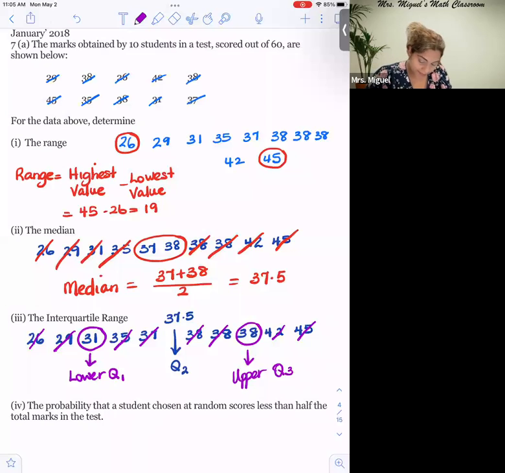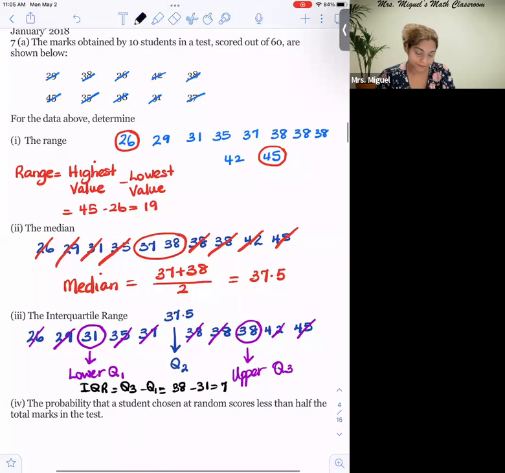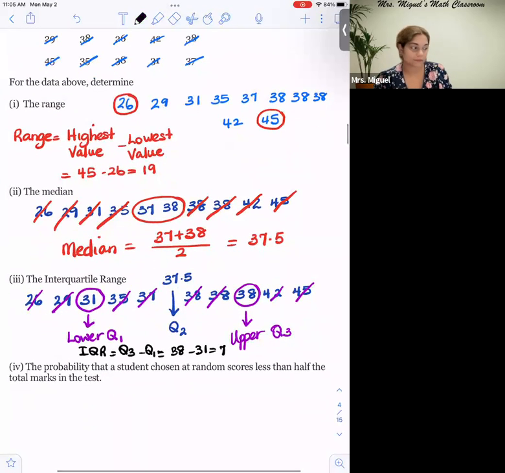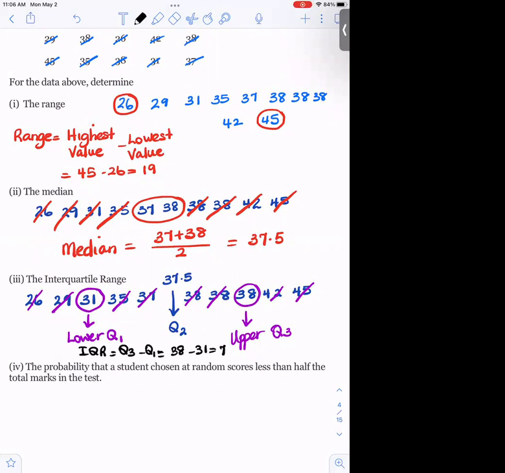And the interquartile range, Q3 minus Q1, is 38 minus 31, which is 7. Did you all get that? Yeah, miss.